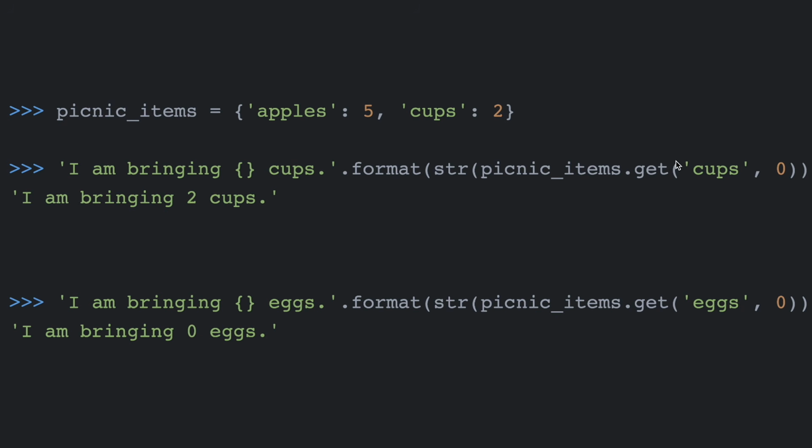This get method has two parameters, the key and a default value if the key does not exist. So here it's trying to get the value of cups, which does happen to be 2, but if there is no cups, then it's going to return 0. Here in the second one, there is no egg, so it does return 0.